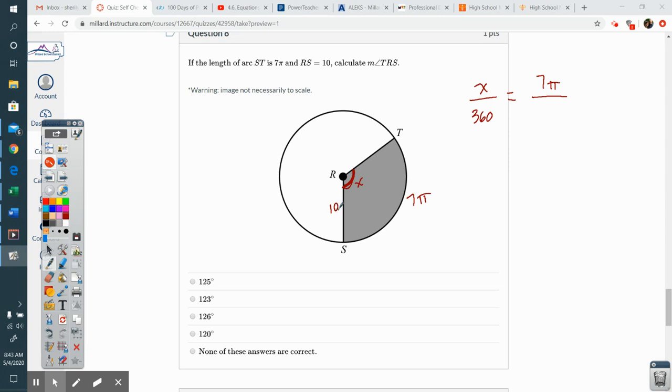The whole circumference is, this is a radius, so you double that, make it 20, and pi, because it's 2 times the radius times pi. So that's how I got 20 pi for the entire perimeter. So I went the portion of the small, divide by the whole circle, the portion of this little section, divide by the whole circle. So pi's cancel out, 360 times 7, and divide that by 20, and you get 126. So right there.